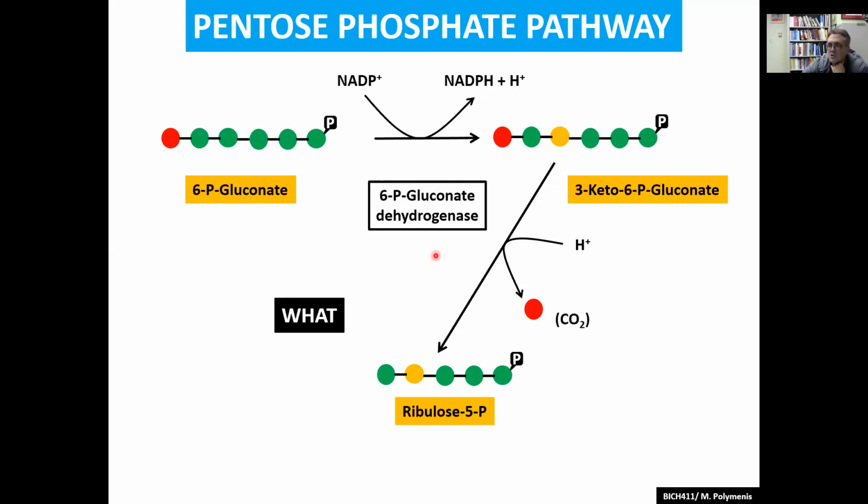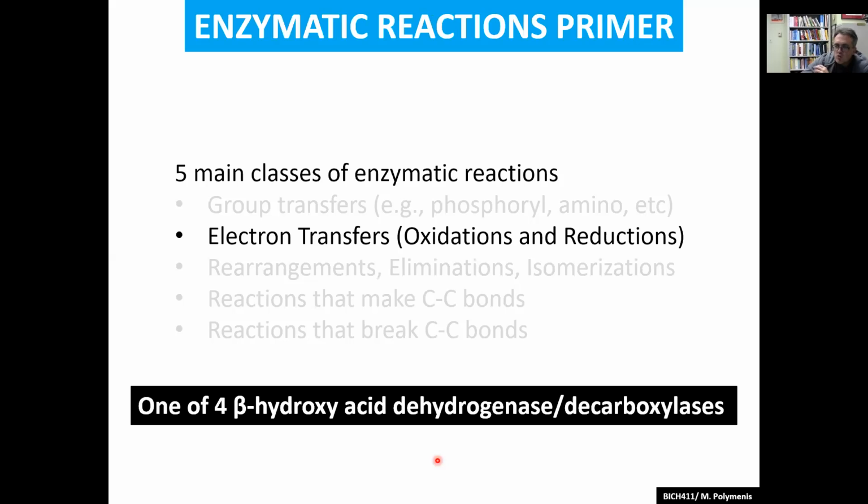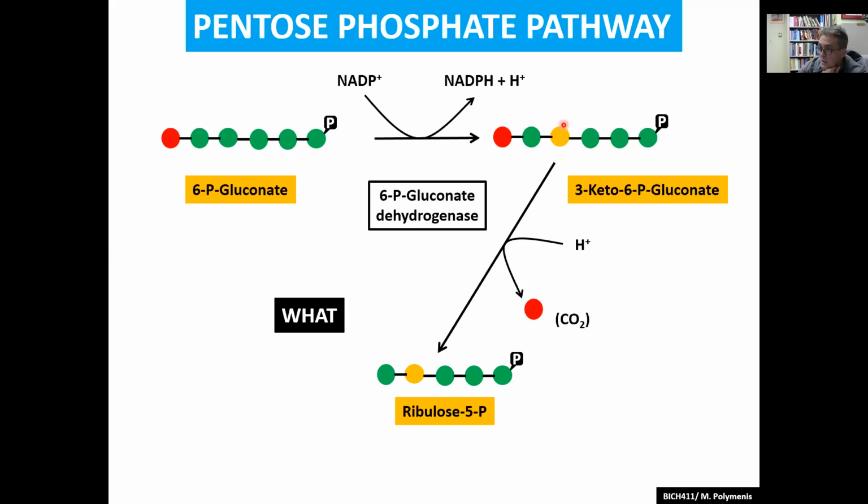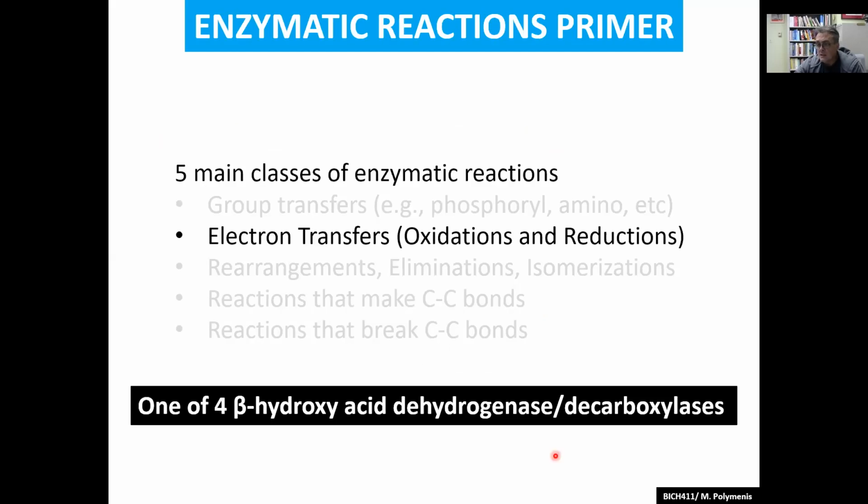However, in this case, what actually happens simultaneously here is the decarboxylation of 3-keto 6-phosphogluconate. So that's actually an intermediate in the whole reaction to give you ribulose 5-phosphate. So this is an unusual dehydrogenase because, again, it's coupled to decarboxylation, and there are only 4 of them. There are only 4 beta-hydroxy acid dehydrogenases, as they're called. Why beta here? If this is a carboxylic acid, that's the red. That's going to be the alpha carbon next to it, and that's going to be the beta carbon shown here in yellow. All right. So that's the dehydrogenase decarboxylase.